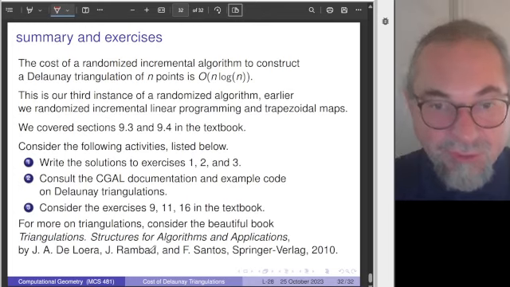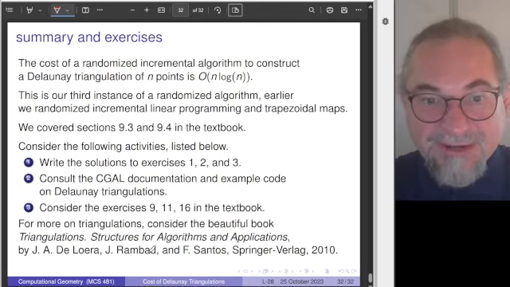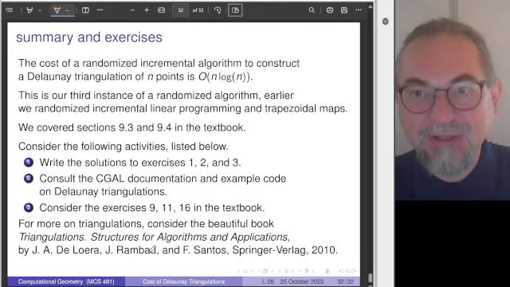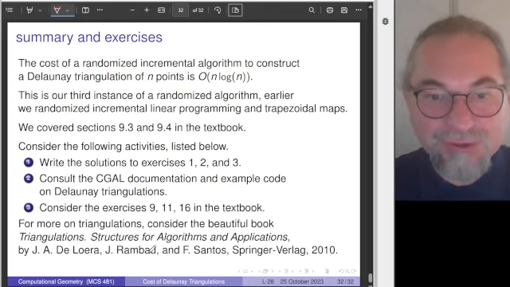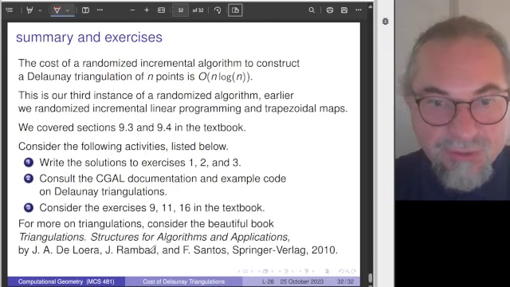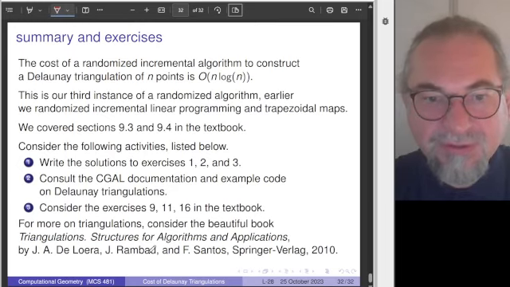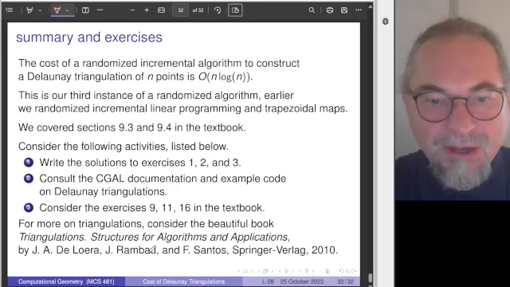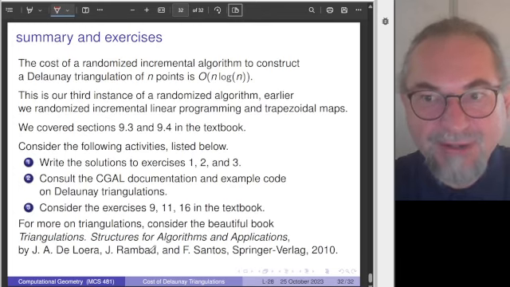Okay, so there are the usual activities that are recommended. We essentially spent only 3 lectures, only one chapter, on triangulations, although it's deeply connected with Voronoi diagrams. One could spend an entire graduate course on triangulations, and I'm finishing with this reference to a truly beautiful book that is listed here entirely on triangulations.